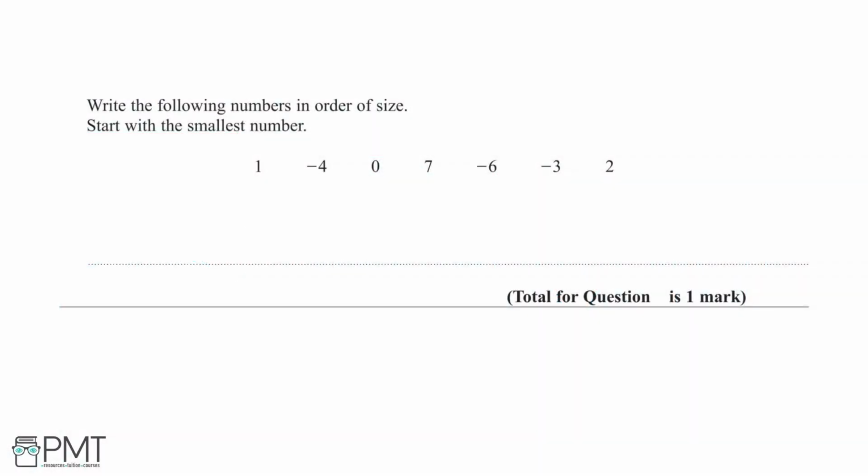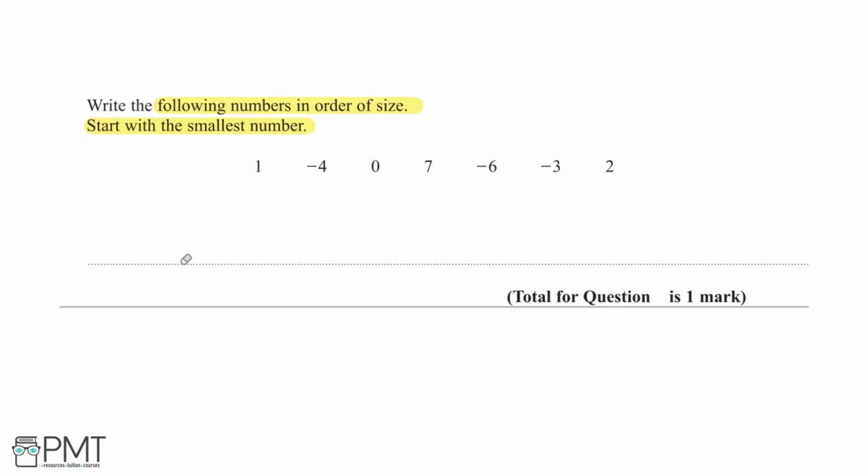We have been asked to write the following numbers in order of size and to start with the smallest number for 1 mark. The smallest number is the one which is the most negative. So it's not good enough just to say that minus 3 is smaller than minus 4 because technically 3 is smaller than 4. It is most negative. So the most negative number here is minus 6. So we'll start with that.